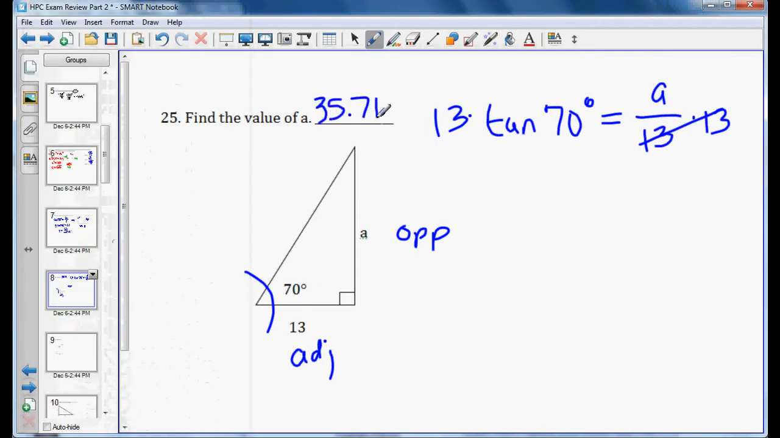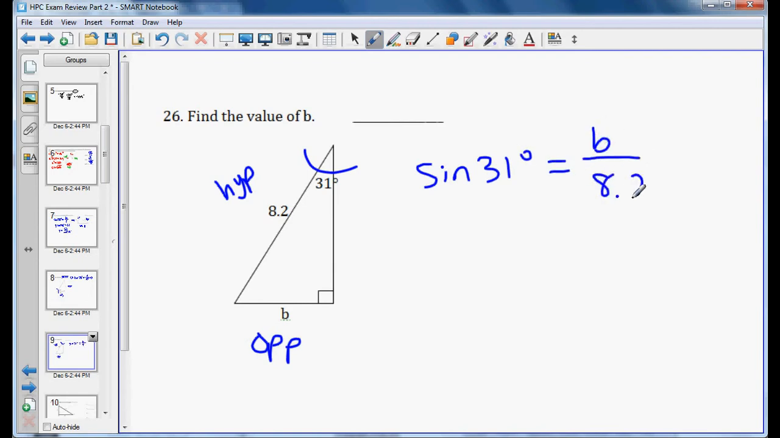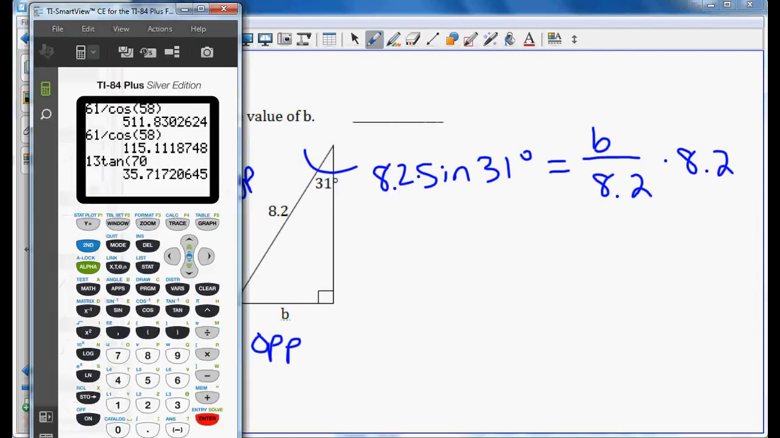Okay, same type problem here. We've got an angle. We know this is the opposite, and this is the hypotenuse. So we'll use sine. We use sine of 31 degrees is equal to the opposite over the hypotenuse. Multiply both sides by 8.2. Then let our calculators do that hard part. And we get 4.223.